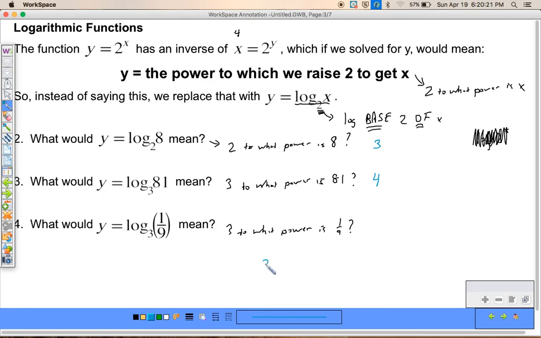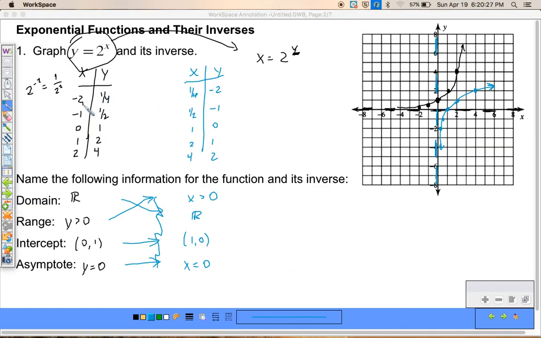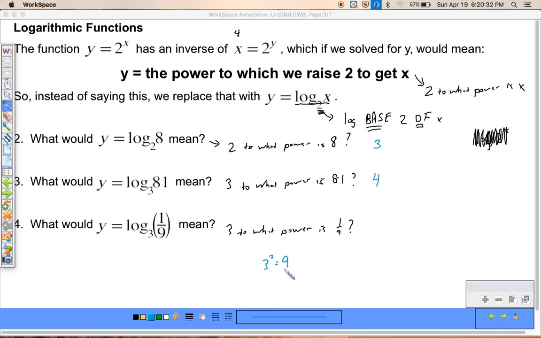But we know 2 things. Number 1, 3 to the 2nd power is 9. And if we use what we talked about back here, if we throw in a negative power, we're going to get a fractional answer. So if we know 3 to the 2nd is 9, 3 to the negative 2nd should be 1/9 for us.